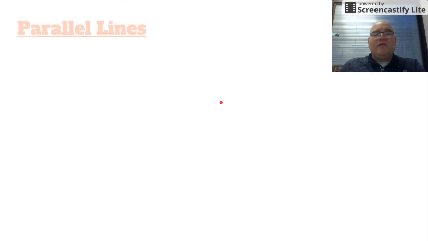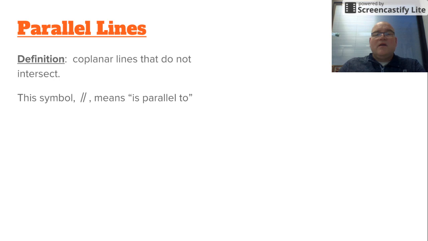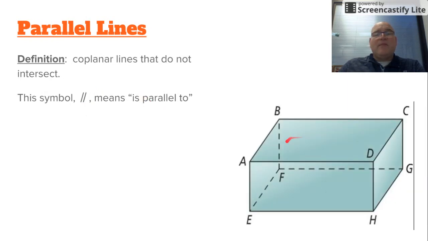Let's begin with our first objective. Our first example are parallel lines. The definition of parallel lines: coplanar lines that do not intersect. This symbol is our symbol that means is parallel to. So if we take a look at an example of a box, coplanar means they have to be in the same plane.